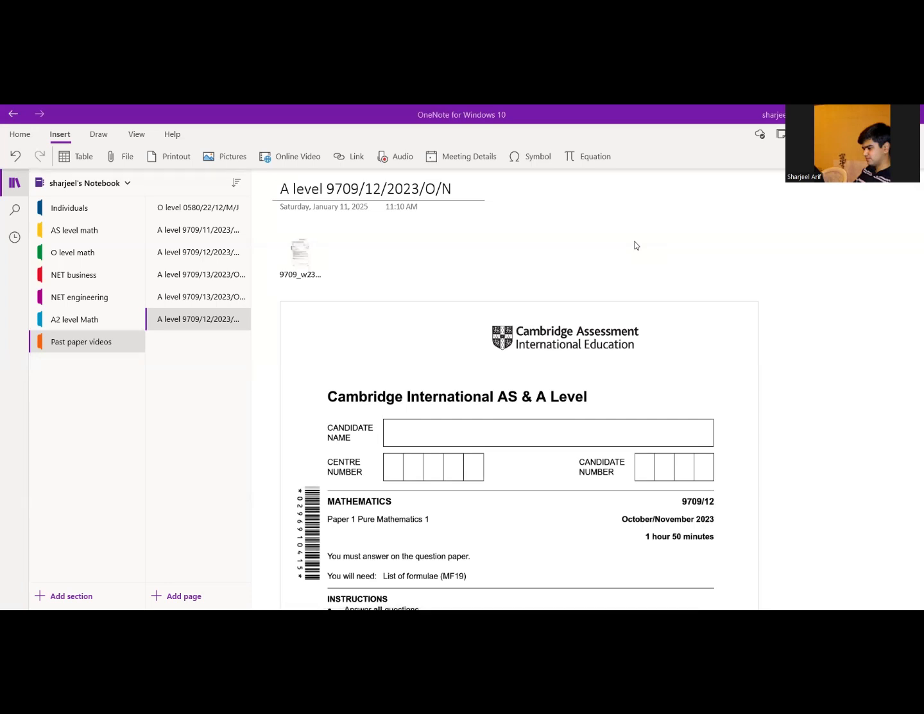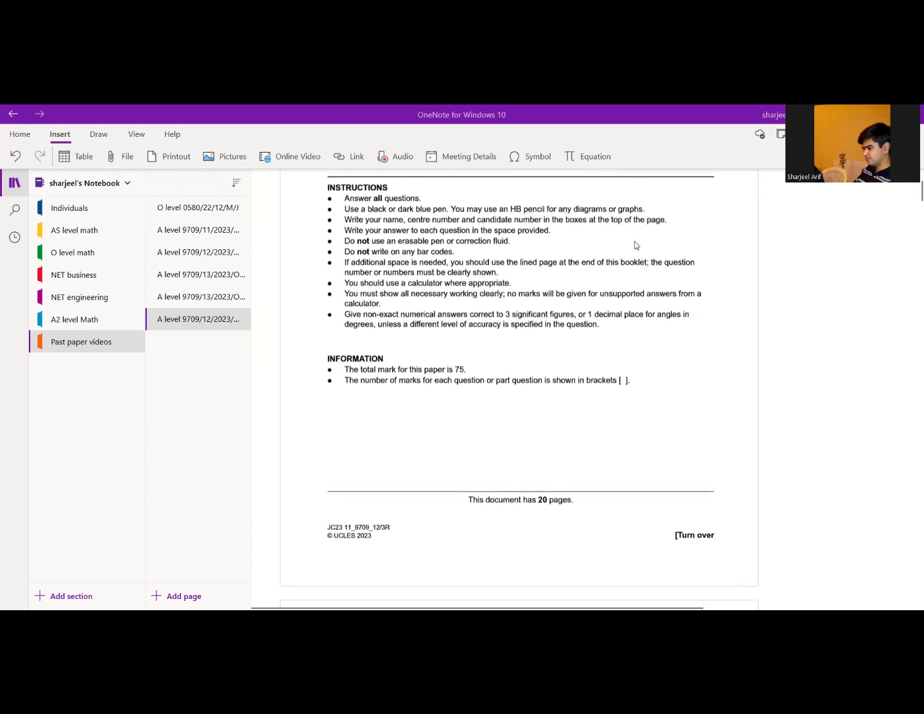Today we are going to solve paper 970912, October/November 2023. The duration of the paper is 1 hour 50 minutes.